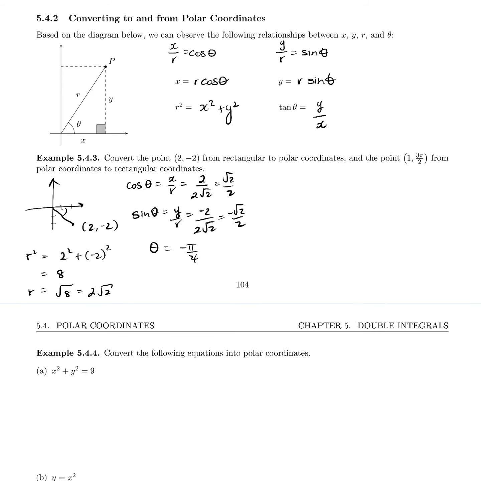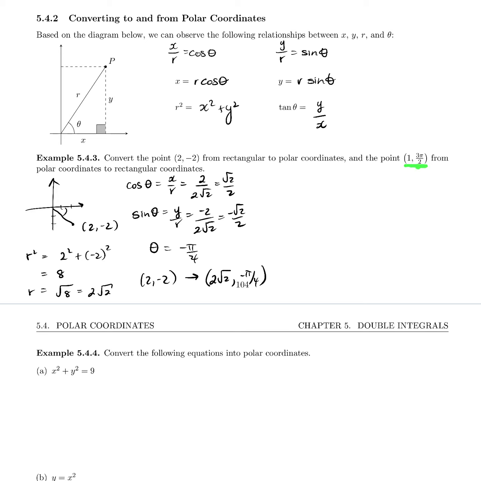And so our point 2, minus 2 in rectangular coordinates can be described in polar coordinates as 2 root 2 and minus pi over 4. Remember that in polar coordinates, the description is not unique. We could go around that unit circle in either direction multiple times and get a different angle. We could also, for that matter, give a negative radius and add pi to the angle, as we saw in a previous video. All right, so that's the point 2, minus 2.